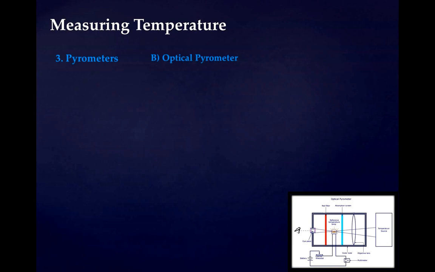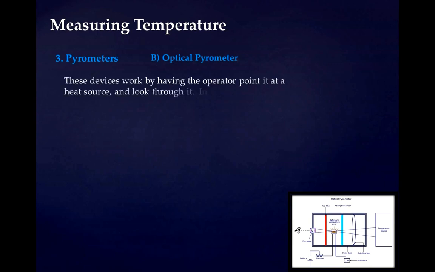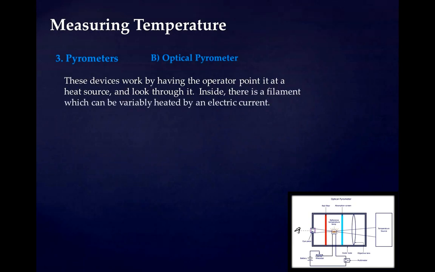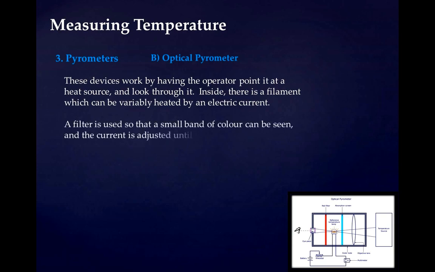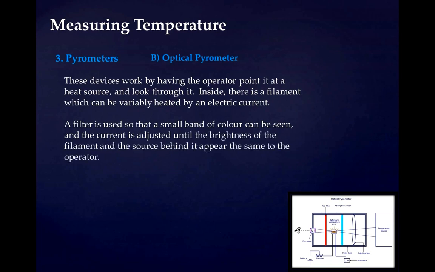Optical pyrometers. These devices work by having the operator point them at a heat source and looking through it. Inside, there is a filament which can be variably heated by an electric current. A filter is used so that a small band of color can be seen, and the current is adjusted until the brightness of the filament and the source behind it appear the same to the operator.